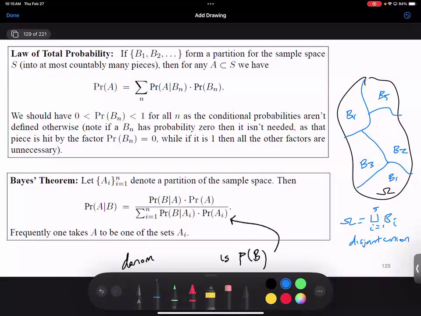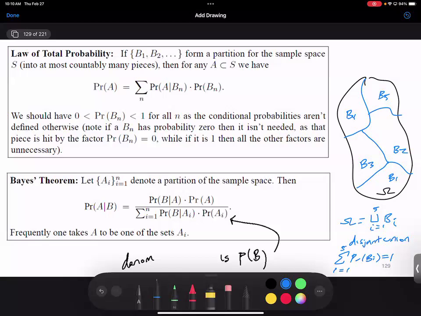So if I take A to be everything, the probability that something happens is 1. And if you look at what happens on the right-hand side, all of the conditional probabilities would become 1, and I would get the sum of the probabilities of the B_n equals 1. Okay, that's what should happen if I have a partition. The sum of the probabilities of the B's should be 1. So we get the sum of the probability of the B_i's equals 1.